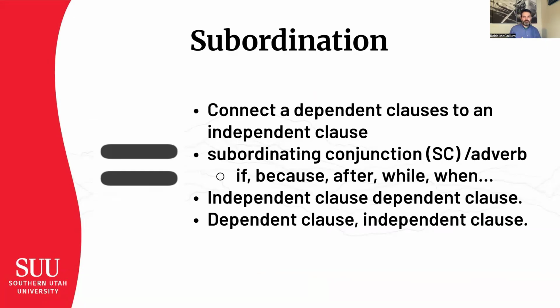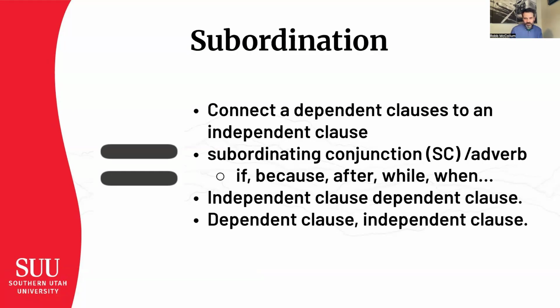So subordination involves the idea of something being higher and something being lower. And in this case, what we mean by higher and lower is an independent clause that could function as its own sentence, and then something called a dependent clause that cannot function as its own sentence, and it has to be connected to an independent clause. So subordination or dependent clauses are created through the use of subordinating conjunctions, or sometimes they're called subordinating adverbs. Here's some common ones. If, because, after, while, when. There are lots. It's hard to get a full list here on one slide.